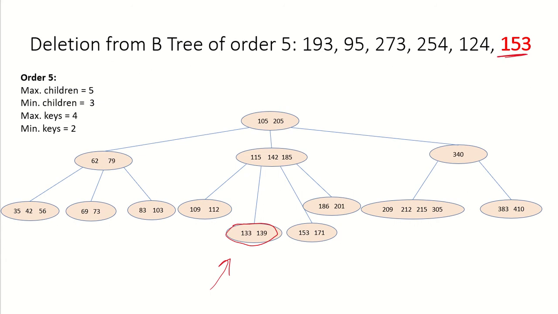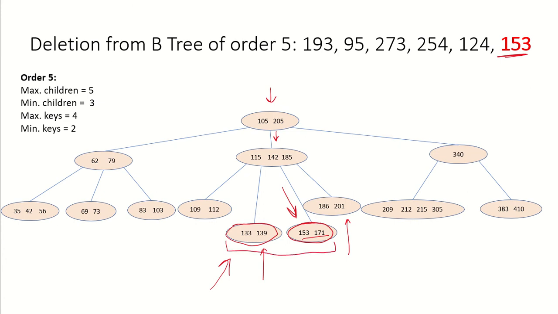Next key that needs to be deleted is now 153. So again we will start from the root node. We will come here and 153 will lie in this path. So we come to this node which is 153 and 171, and again it is in a leaf node. Is it having more than minimum number of keys? No. Can I borrow from the left sibling? No. Can I borrow from the right sibling? No. Then what do I need to do? Then I will merge the leaf nodes along with the intervening parents.